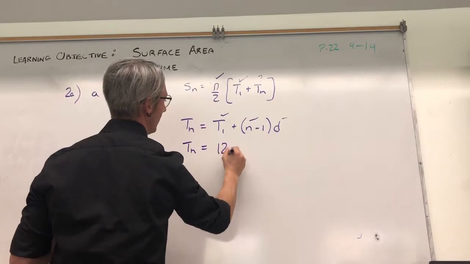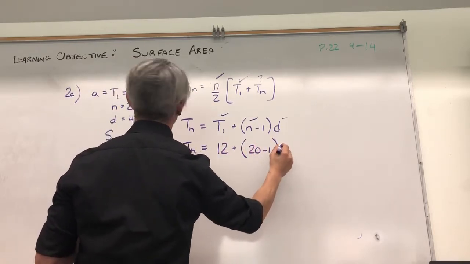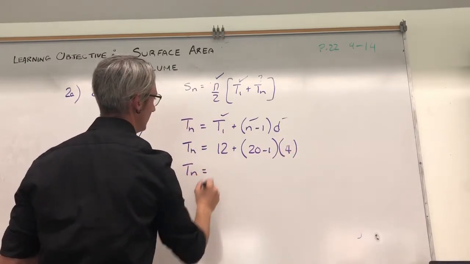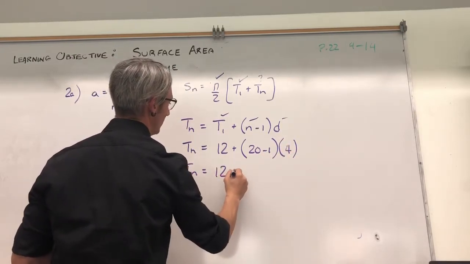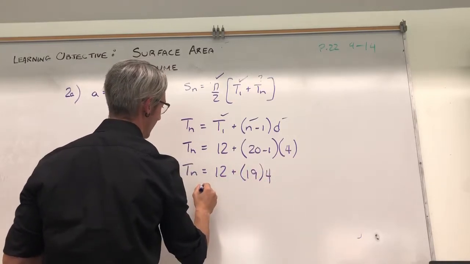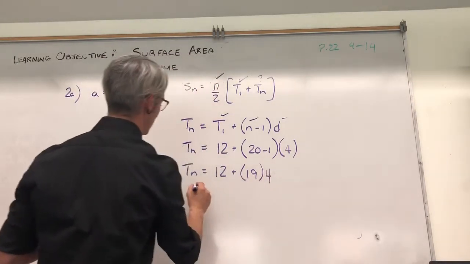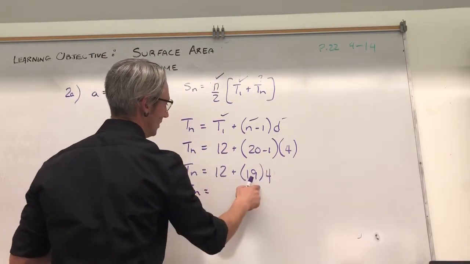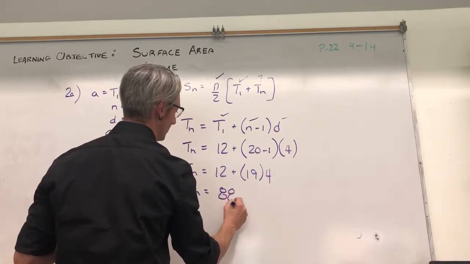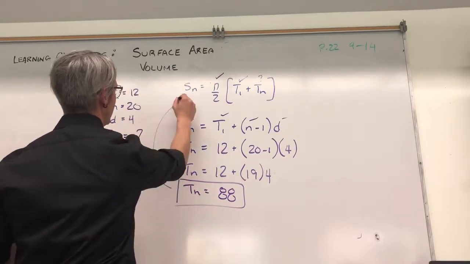t1 is 12, (20 minus 1) times 4. tn becomes 12 plus 19 times 4. 19 times 4 is 76, so tn is 88. Okay, now I can take this back into here.